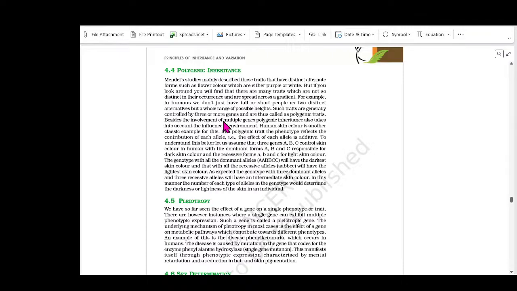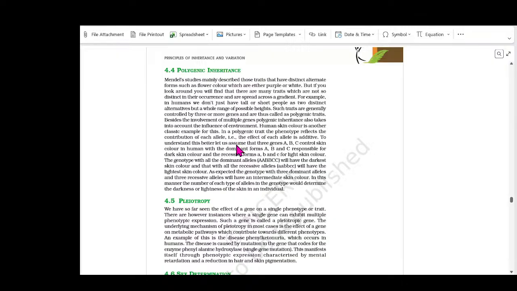Besides the involvement of multiple genes, polygenic inheritance also takes into account the influence of environment. Human skin color is another classic example for this. In a polygenic trait, the phenotype reflects the contribution of each allele. The effect of each allele is additive.